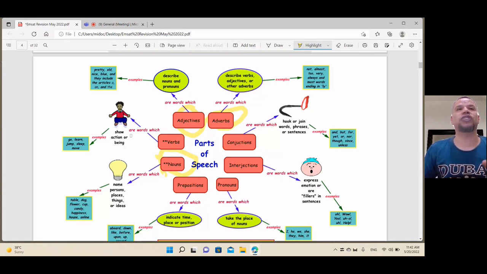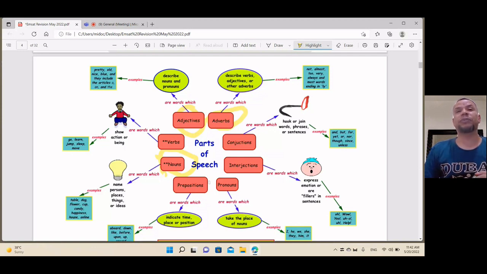Verbs are words which show action or being. Works, something of movement, play. So a verb of movement, action, play, action verb, write. You have to move your hand to write, and so on. So action verbs show action or being, it's a verb.